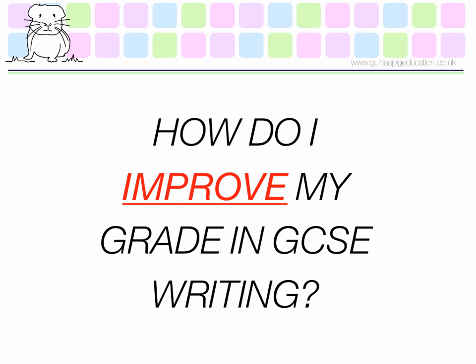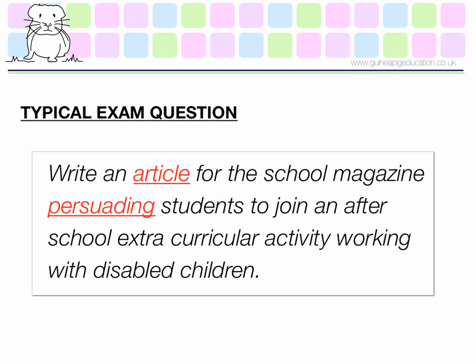So, how can I help you to improve your grade in your GCSE writing task this summer? The best thing to do is to look at a typical writing task exam question that you're going to be presented with. So here is one of those. Write an article for the school magazine persuading students to join an after-school extracurricular activity working with disabled children. Now at first glance this may seem like a fairly simple question, one you probably could have tackled years ago, but it's important that you identify what the examiner wants.